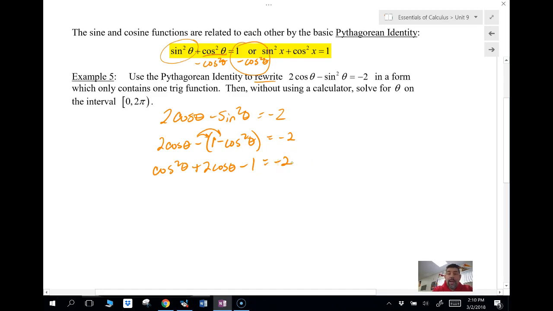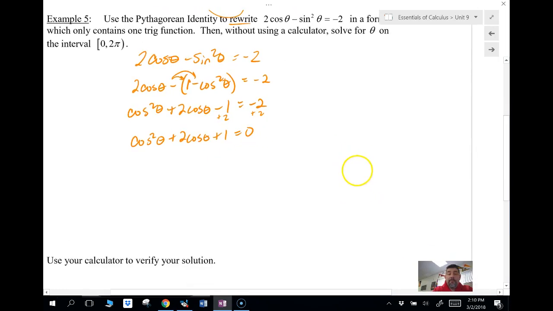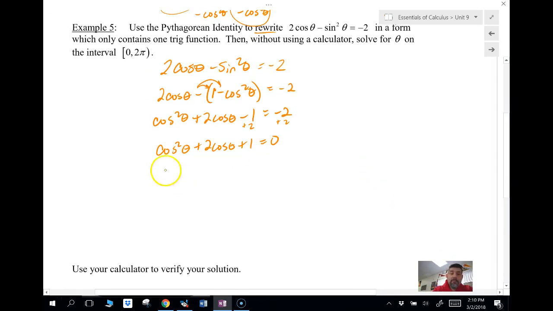Nice. All right, so now I have to add 2 to both sides. It looks like I'm going to need to factor. My favorite mathematical F word: factor. That's what I say when I get mad at math. So we're going to factor that, and then we're going to get cosine theta equals -1.